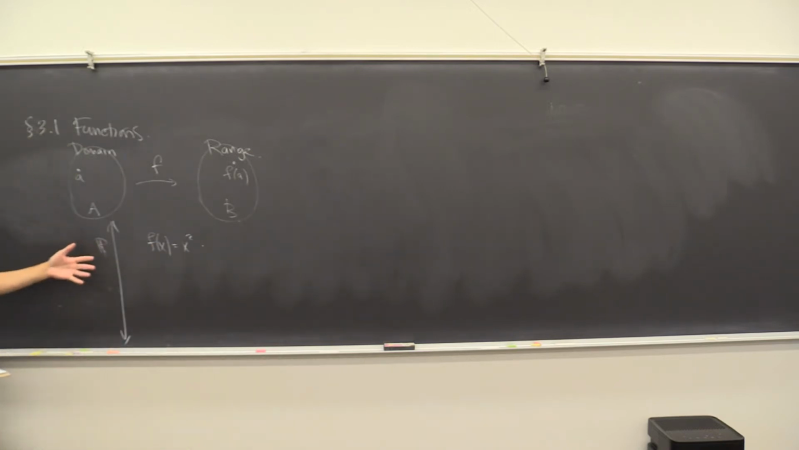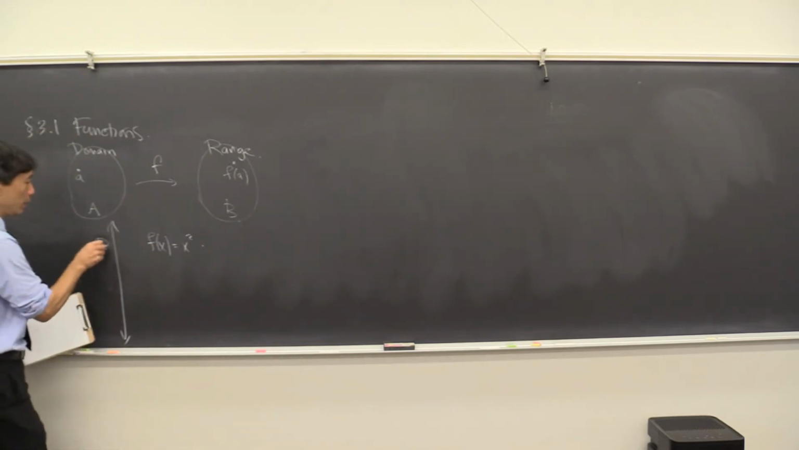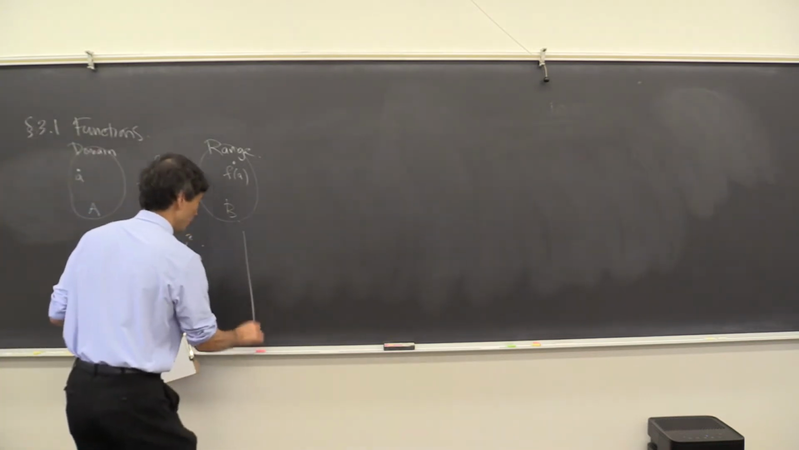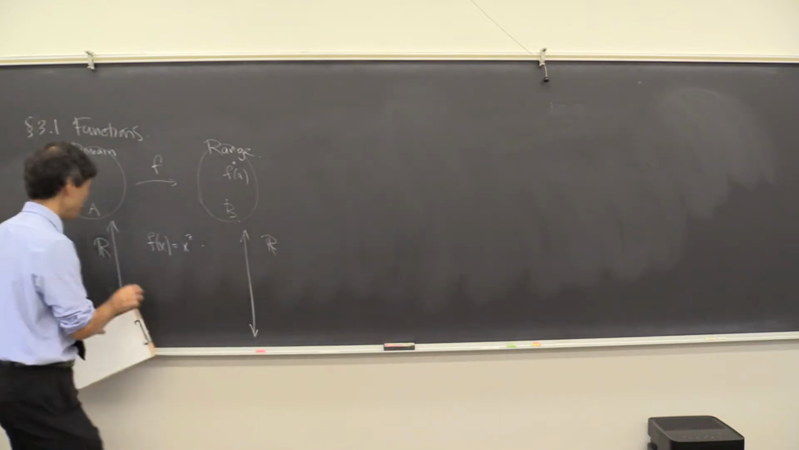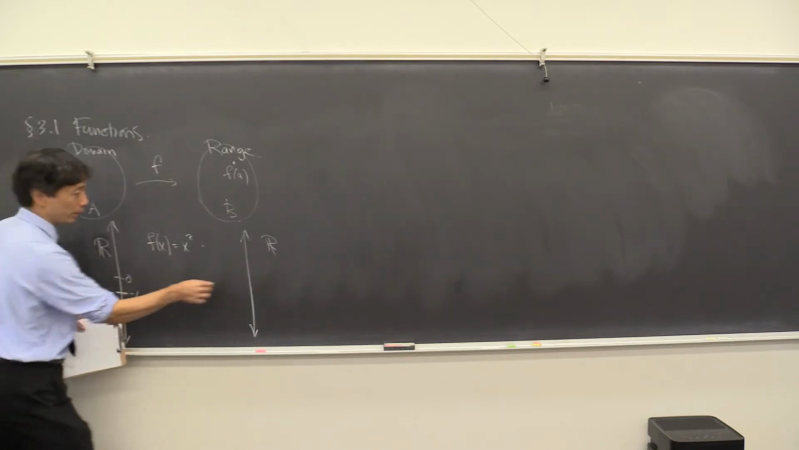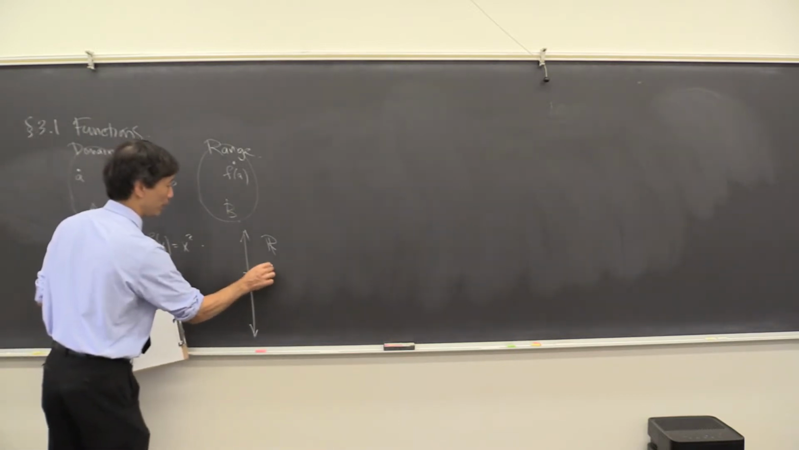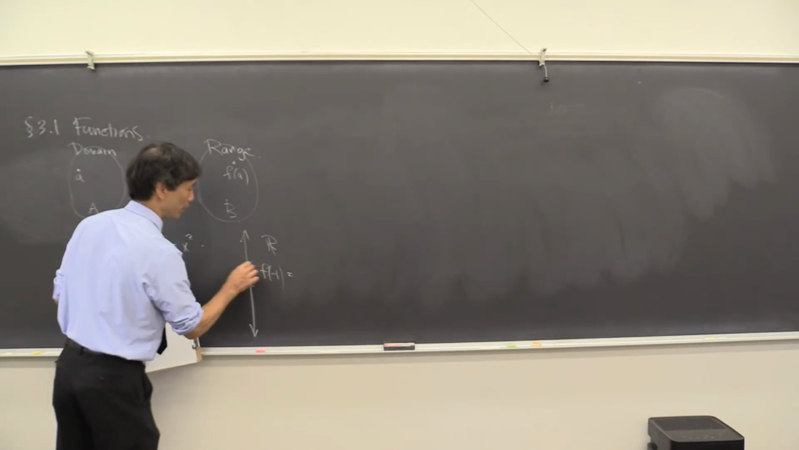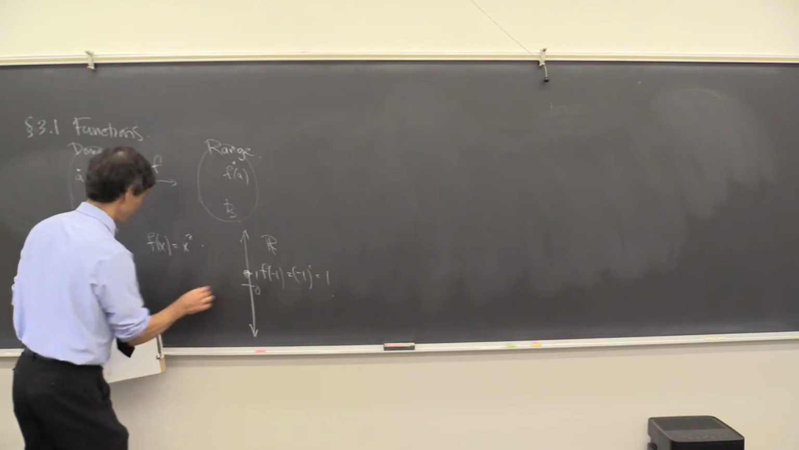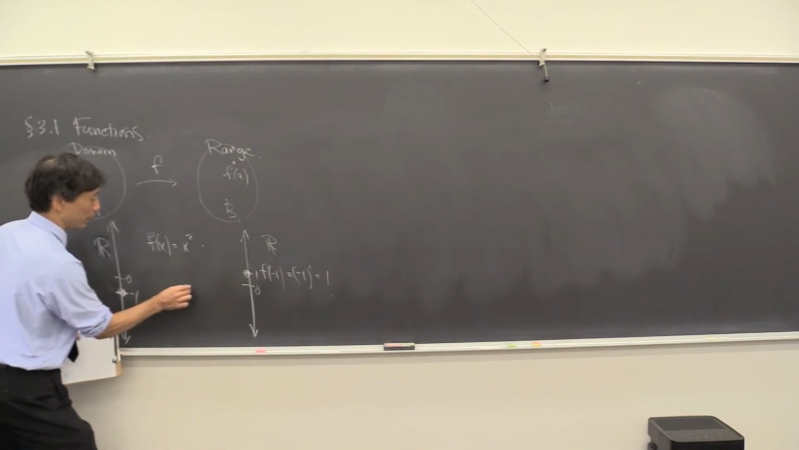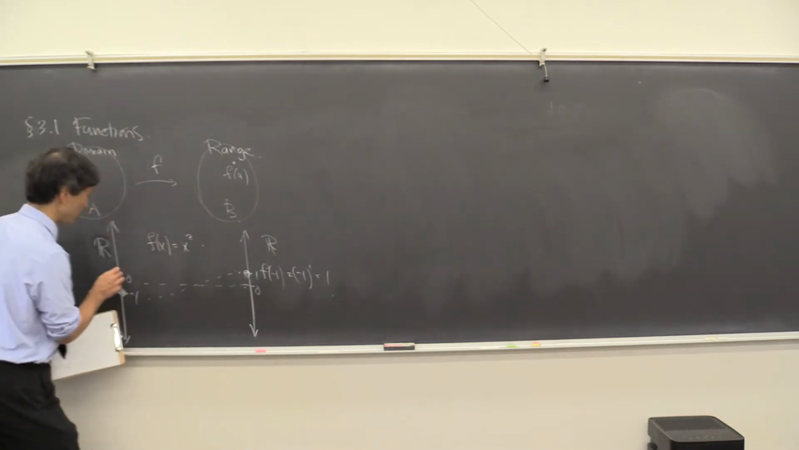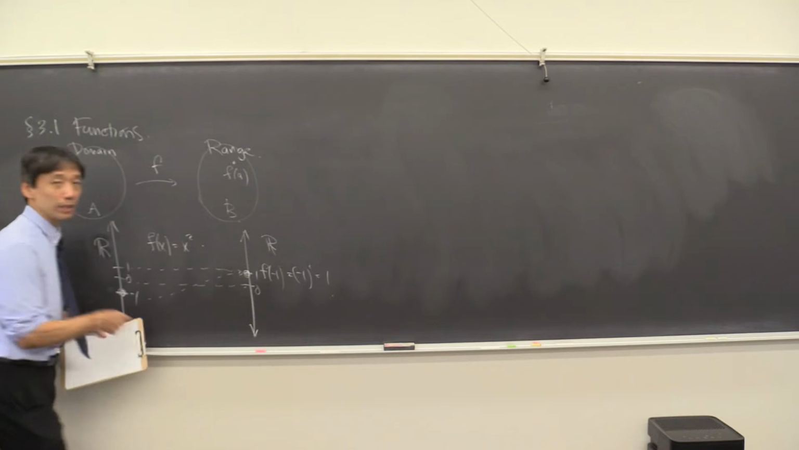So for the squaring function, you could take as the domain the entire real line, and then you could think of the range also as the real line. To every point, right? So if I have negative one over here, it gets mapped to f of negative one, which is negative one squared, aka one. So this negative one here gets mapped to one. Zero gets mapped to zero, one gets mapped to one, and so on and so forth.